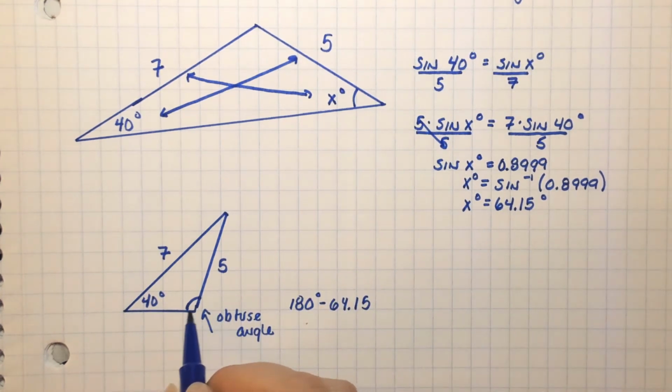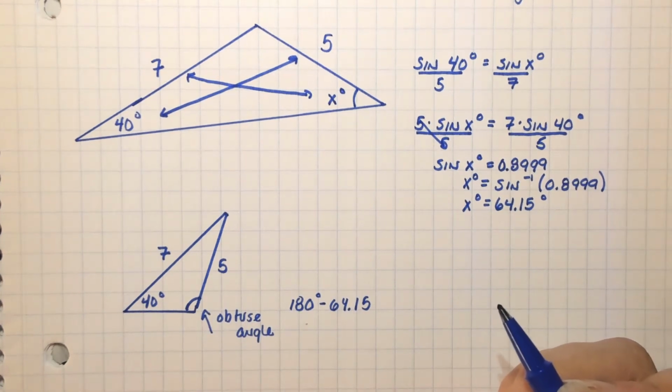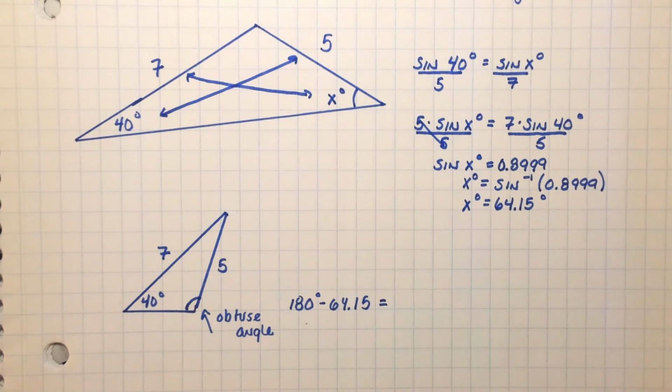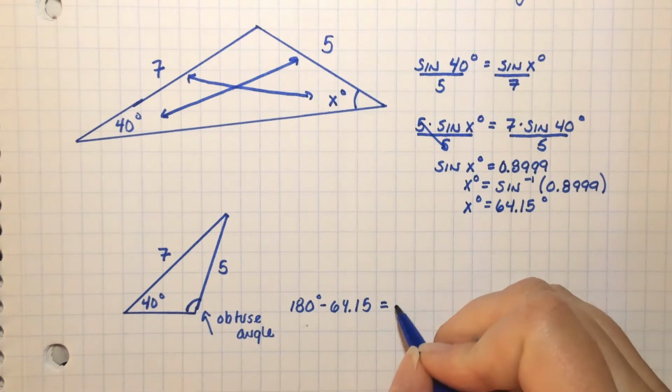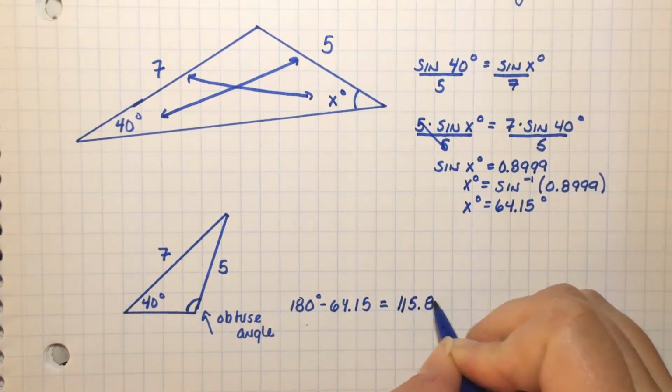Because take a look at this. This is going to make a linear pair. That's going to make 180. And 180 minus 64.15 is 115.85.